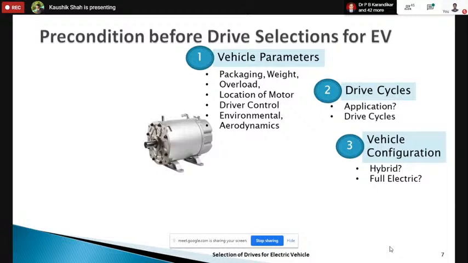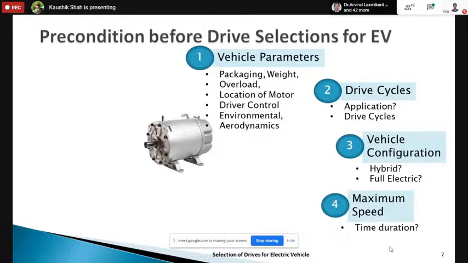Third is about the vehicle configuration. Definitely hybrid or full electric is the choice that you will make, but this should be available before the drive selection. Then fourth is about the maximum speed, right? Again, this is part of the drive cycle itself, but these are all important parameters for the drive selection. Hence I'm highlighting here what's the maximum speed of the vehicle and how much time duration it needs to be there for maximum speed.